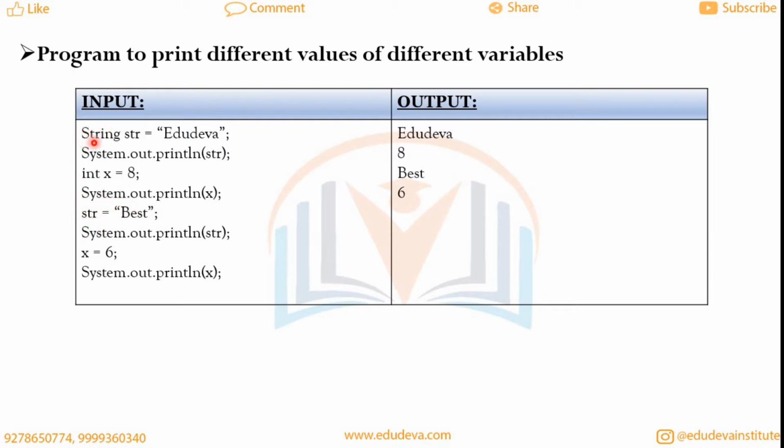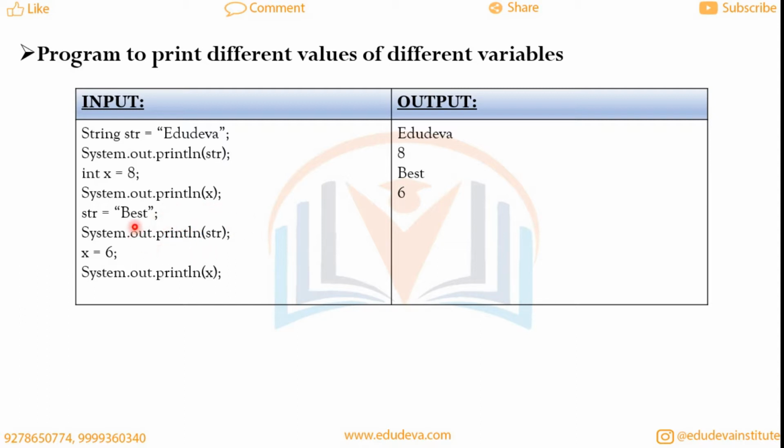So as we have written string str is equal to Edudeva, it means that we are defining a fresh variable and we are giving the value as Edudeva. But now when we are trying to change the value of the existing variable, then we will write str is equal to best and it will just change the value of str to best. And now when we will try to print the value of the variable str, it will print best.